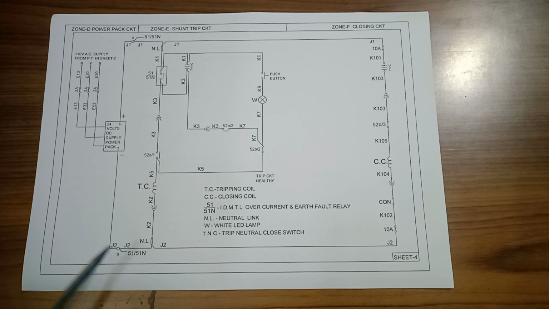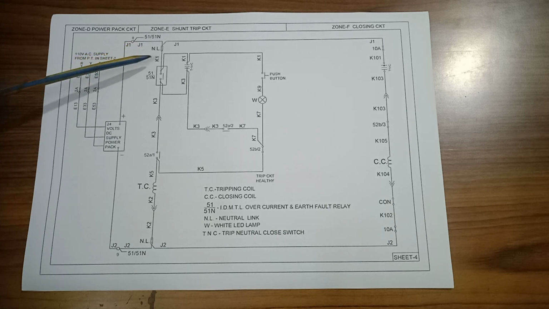24 volt DC supply, and incoming is 110 volt AC supply. Now here is the TC, meaning trip coil. Anyhow the power comes to the trip coil. If the trip coil is energized, the circuit breaker should trip.